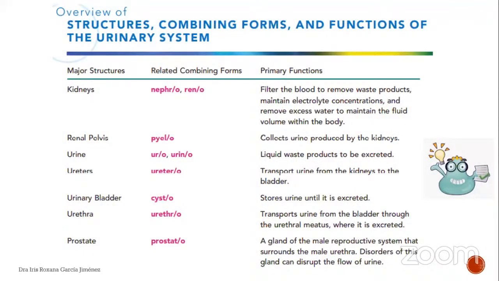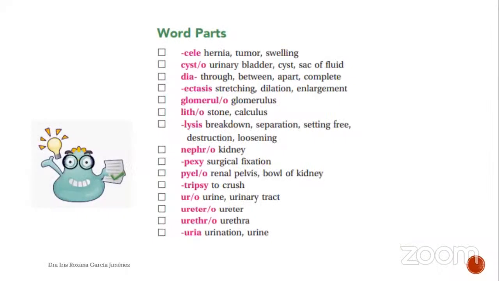About the major structures and related combining forms, we have the kidneys, which changes to nephro or reno; renal pelvis, pyelo; urinary, uro or urino; ureters, uretero; urinary bladder, cyst or cysto; urethra, uretro; prostate, prostato. The word parts again, with the suffixes, prefixes, and the complete term, the complete word root, I mean.